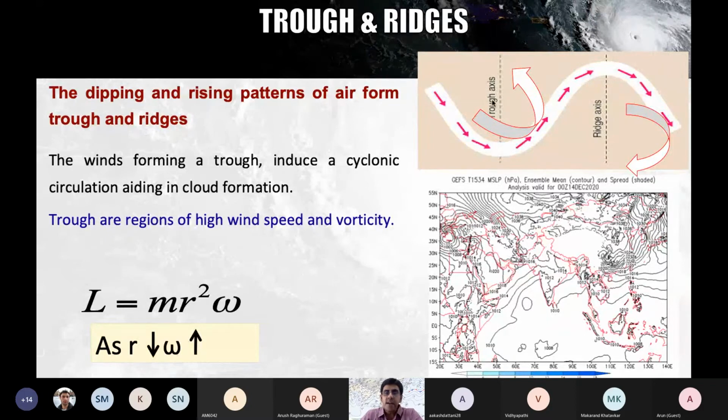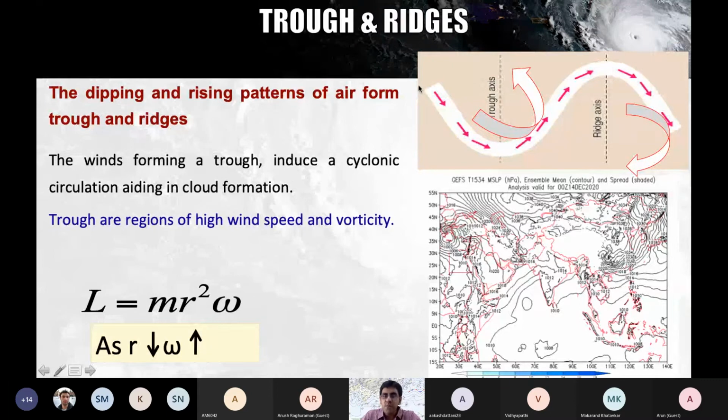So a trough is nothing but something that induces a cyclonic motion or an anti-clockwise motion. When I use these words interchangeably, cyclonic, anti-clockwise, they mean the same thing. From now on, I'm just going to use the word cyclonic. For the northern hemisphere, cyclonic means anti-clockwise. Induction of a cyclonic pattern is what I call a trough, and induction of an anticyclonic pattern is what I call a ridge.